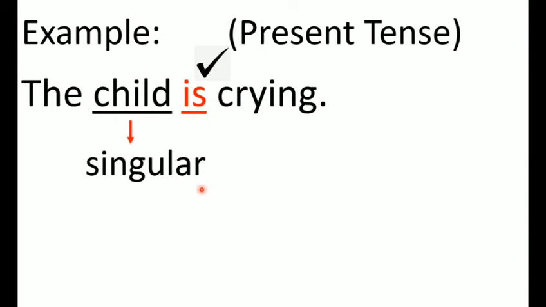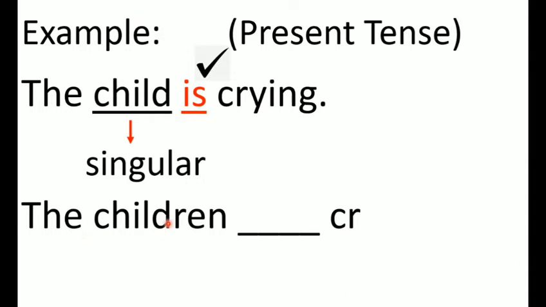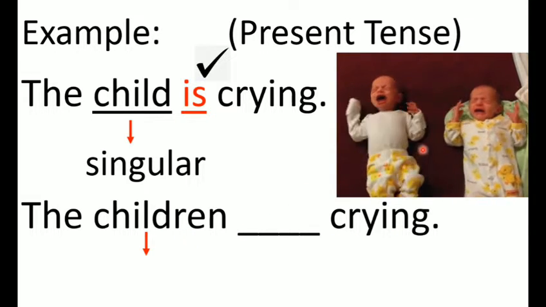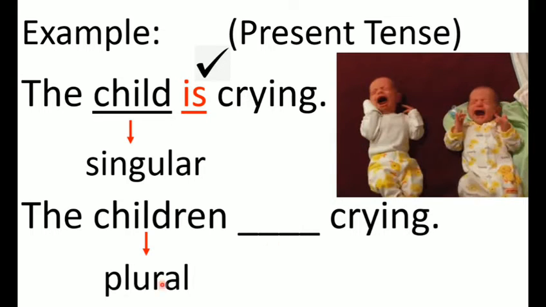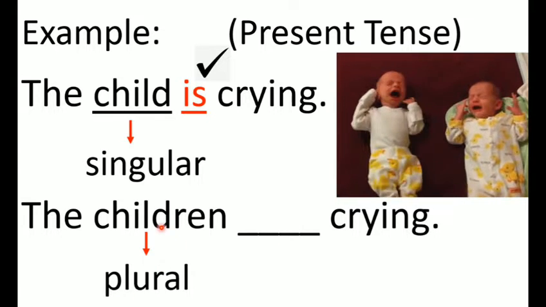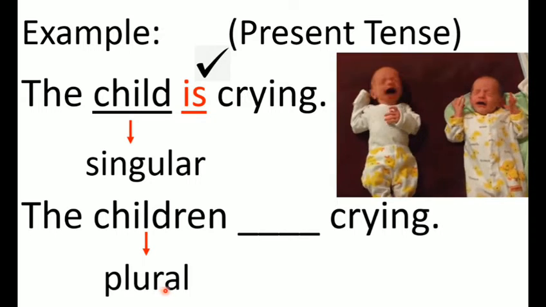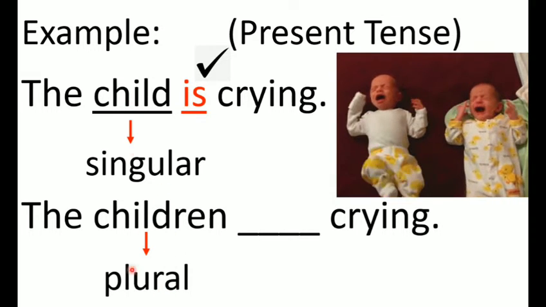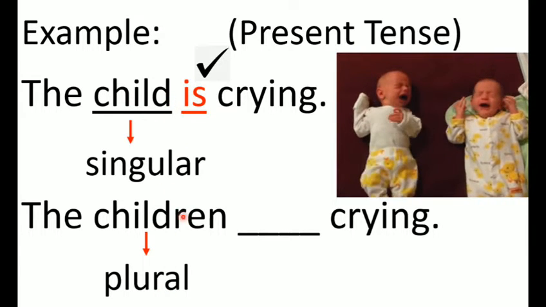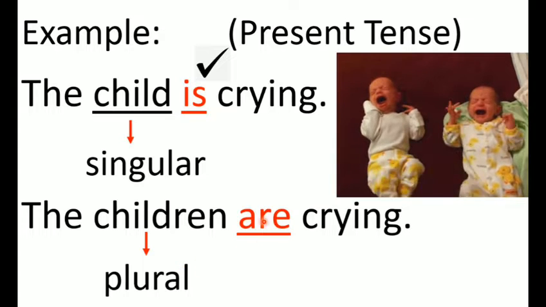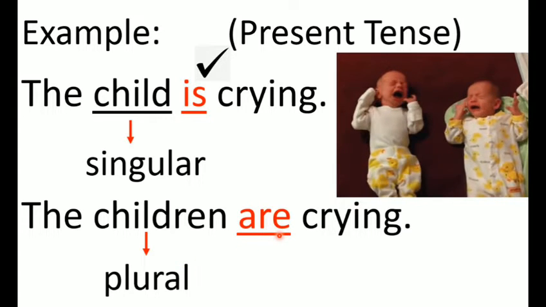Alright. Next, the children blank crying. Yung child naging children na. And pag ganito, dalawa na ang ating subject, this is considered as plural. Ang plural ng child ay children, hindi pwedeng lagyan dito ng S. Alright, so the correct verb is are.